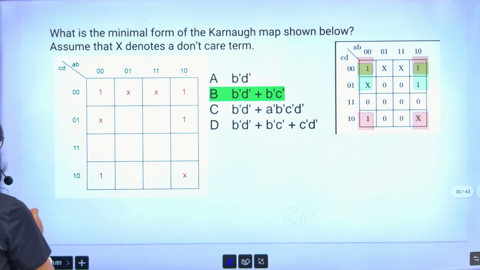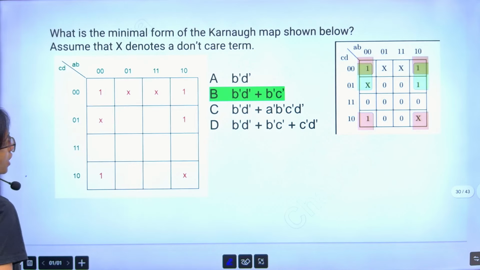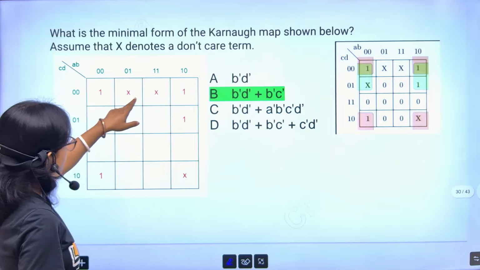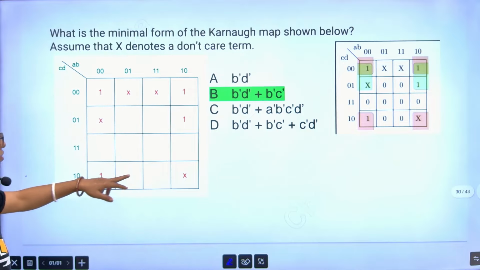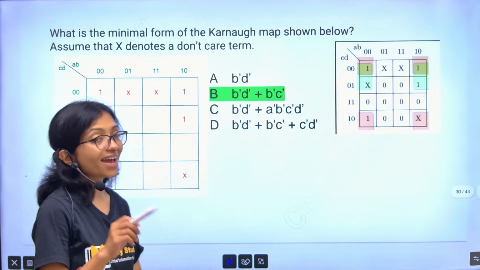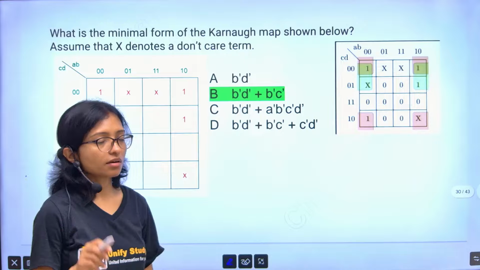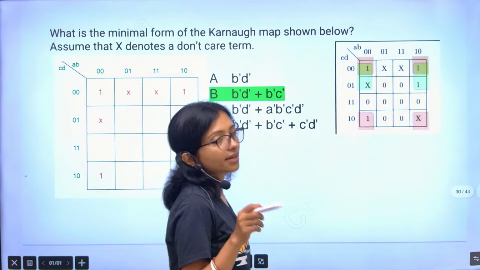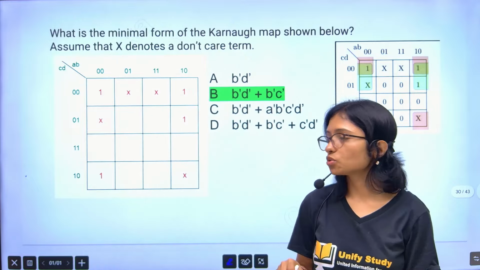Here grouping is most important. You see the grouping here. When this is don't care, this is also don't care, here also, I need to cover the maximum number of 1s. My target is the maximum number of 1s. If required, I can take the help of don't care also.